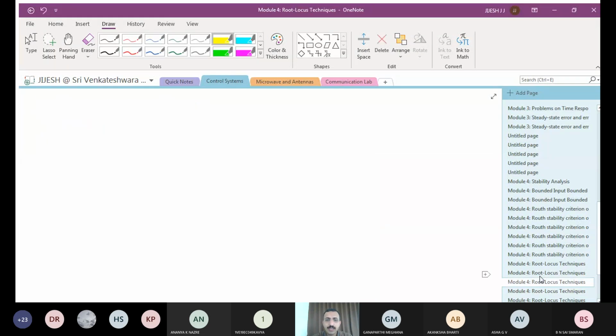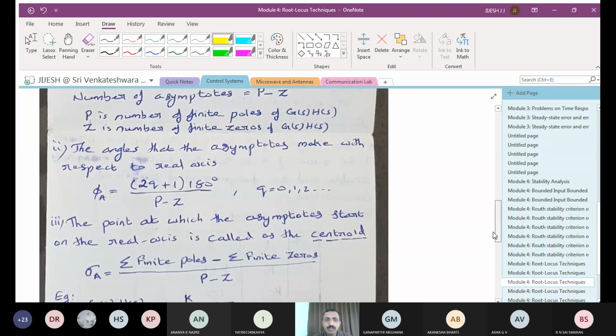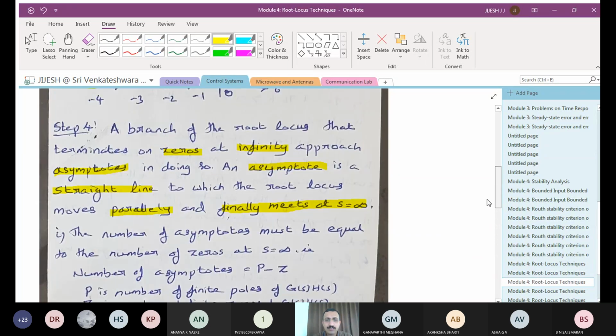Before going to that, I just wanted to show you what asymptotes are all about. We have to understand that an asymptote is a straight line, and you will be drawing parallel to it. It will be moving straight, and when you are drawing the root locus, you have to draw parallel to the asymptote and make sure that the root locus meets the asymptote at infinity.